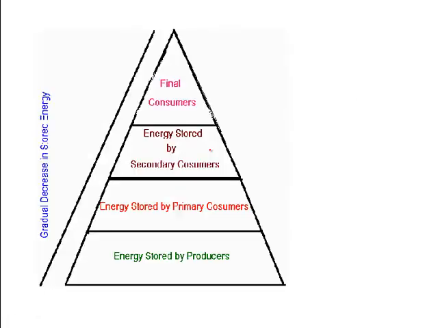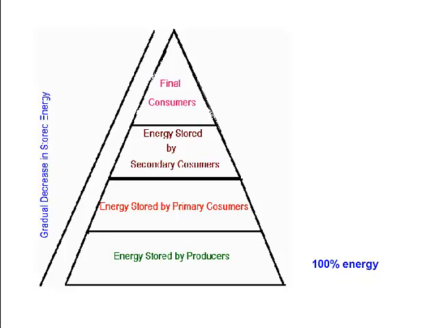Okay, so here we have our energy pyramid. So here's our producers, right? So they are at the bottom of the pyramid because they have the most energy. And then our pyramid gets smaller and smaller as we go up into our final consumers here. So energy stored by producers. Producers at the bottom get 100% of the energy. They're getting all of the energy from the sun. So we say they have 100% of the energy.